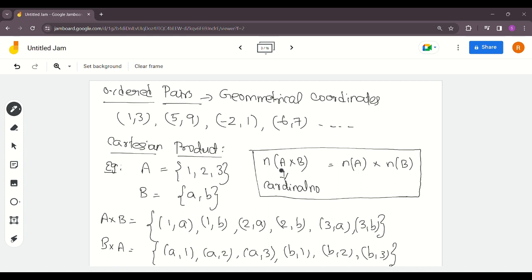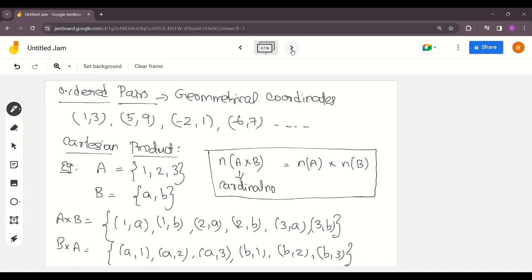Number of elements in A cross B is equal to the number of elements of A into the number of elements of B. So it is 3 into 2, which is 6. That can be found out very easily. Okay, now I think you guys are able to understand the Cartesian product. We will see some more examples related to it.